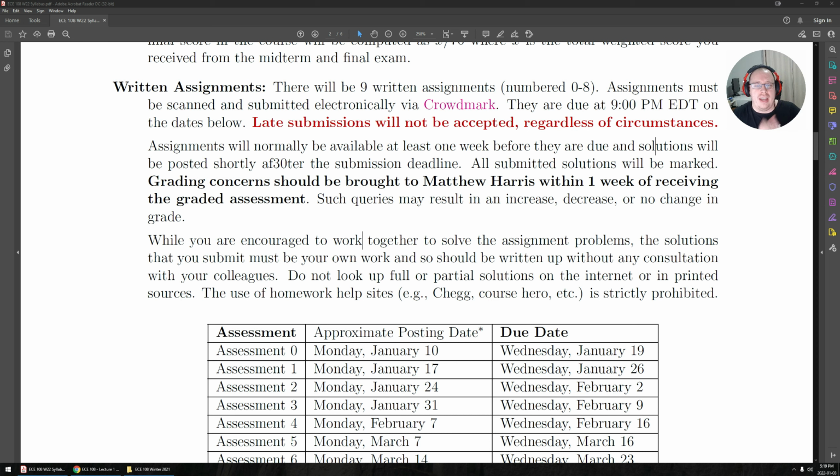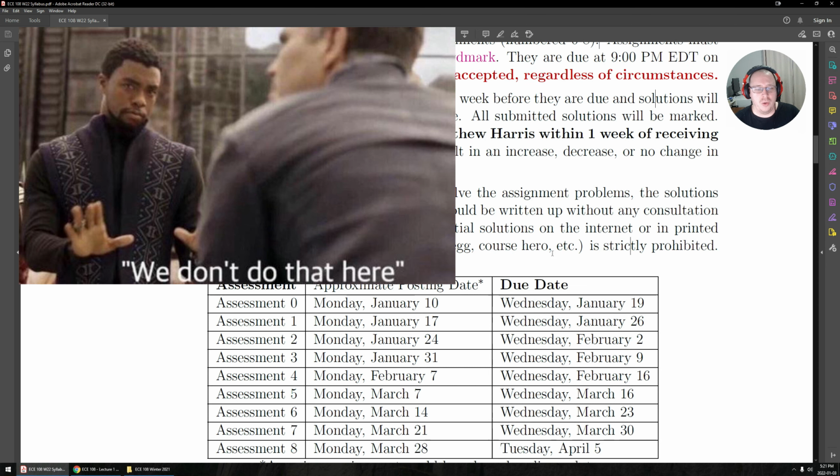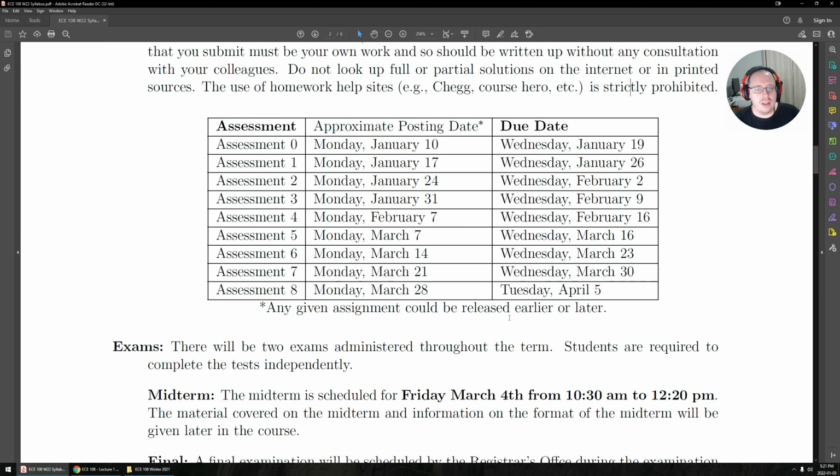Okay, do not look up full or partial solutions on the internet or in any printed sources. Do not use Chegg, Course Hero, anything else. I have an internet spider that will check lots of websites for the various questions, so don't do that. Okay, so here's the schedule of the assignments. These are approximate posting dates.